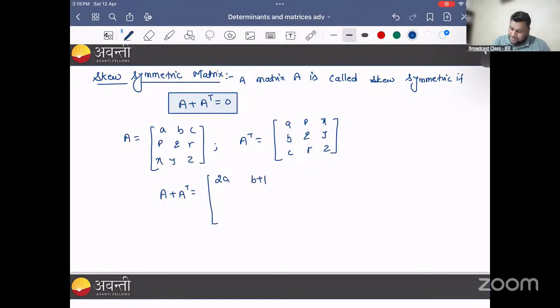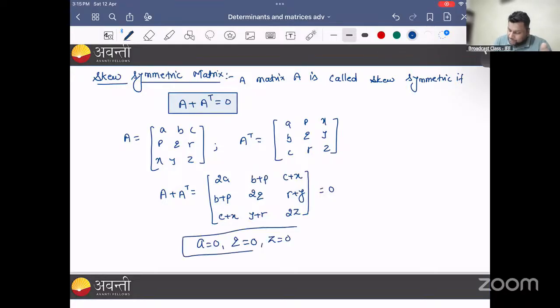B plus P, C plus X. B plus P, 2Q, R plus Y. C plus X, Y plus R, 2Z. Fine. So if you make it 0, that means A has to be 0, Q has to be 0, and Z has to be 0. First of all, though, this is the criteria.